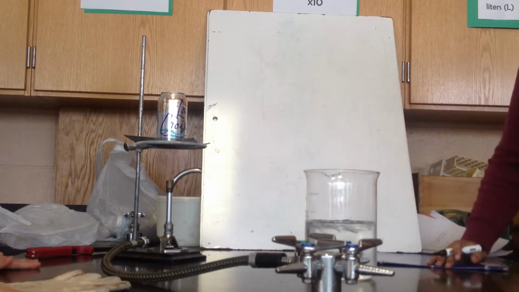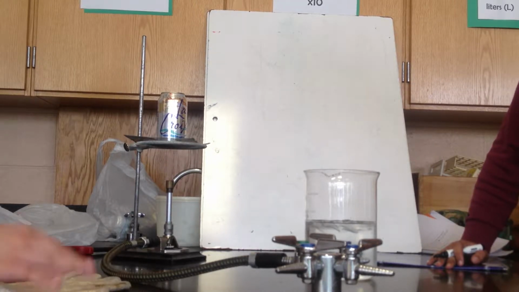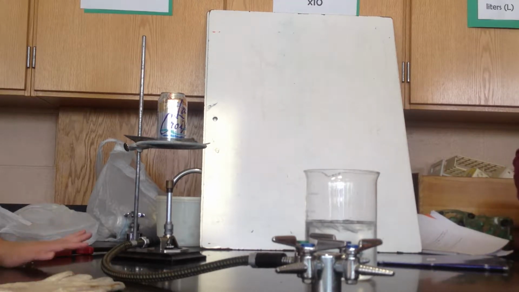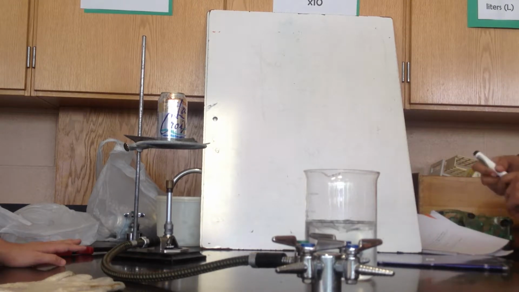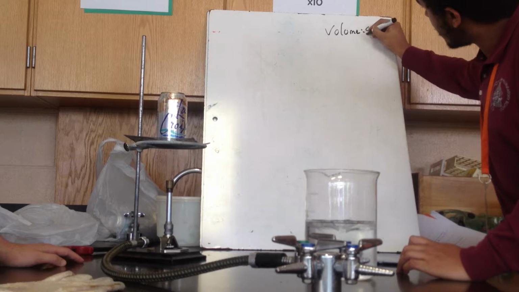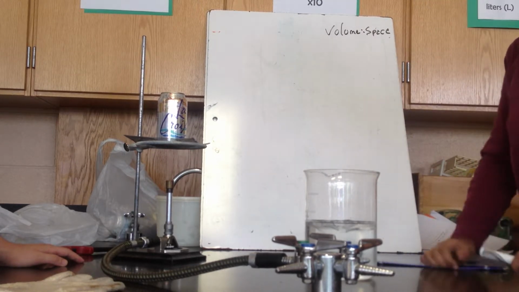Do you know what temperature is? It's how hot or how cold something is, right? And what is volume? Length times width times height. Volume is the amount of space something takes up. Yeah, the amount of space that an object takes.